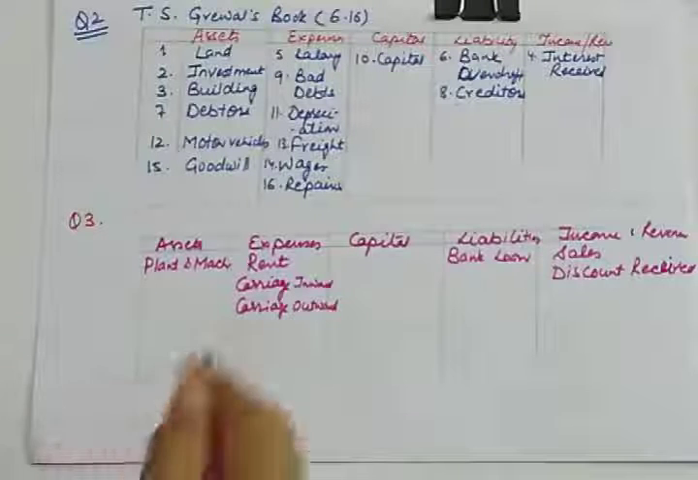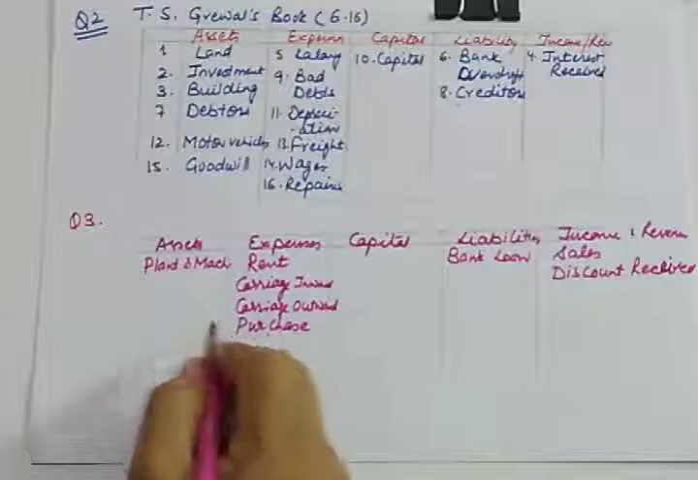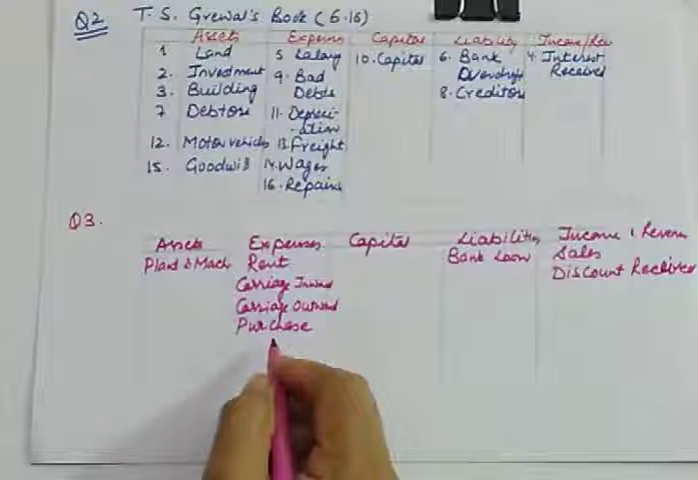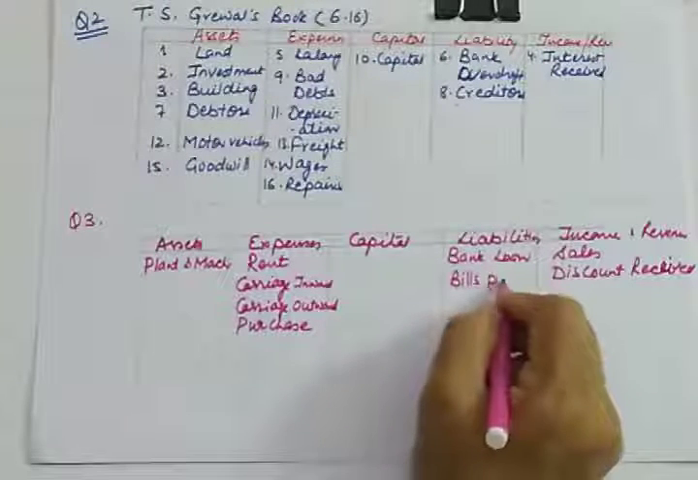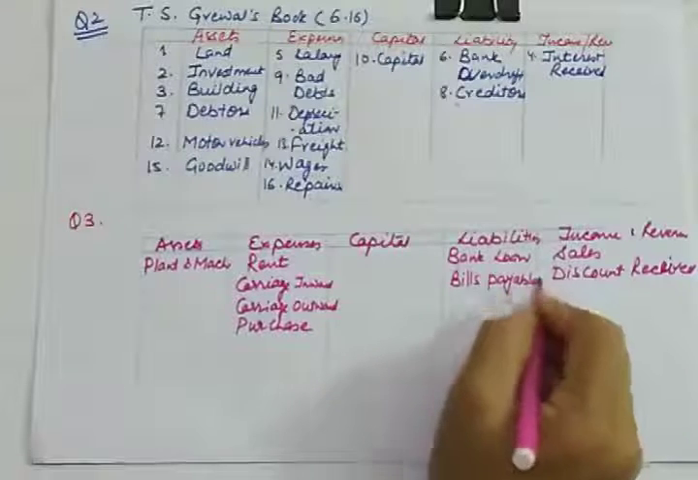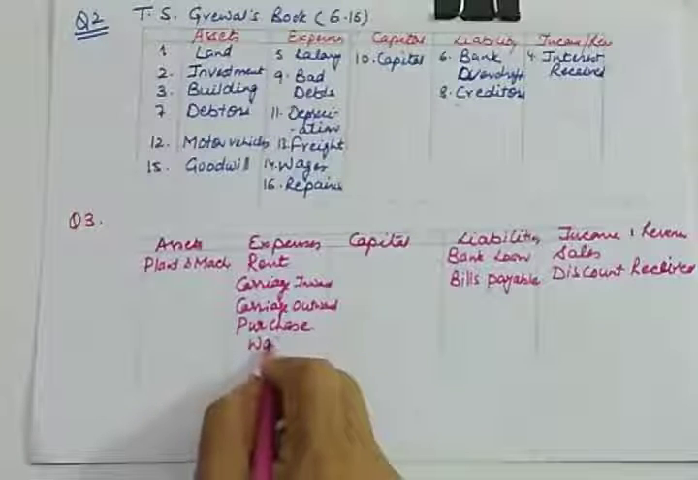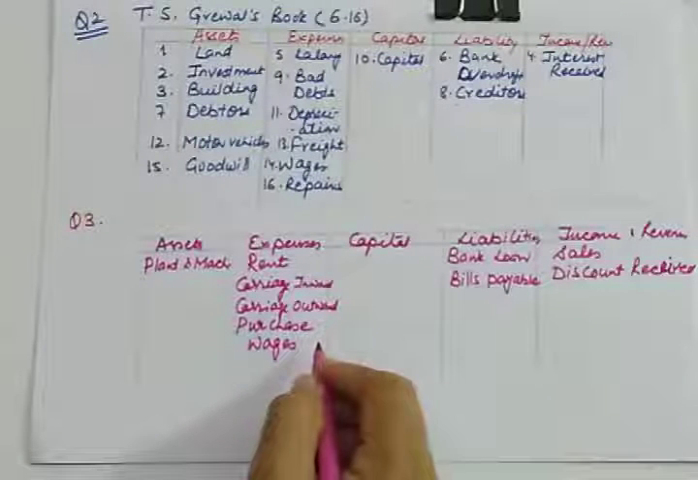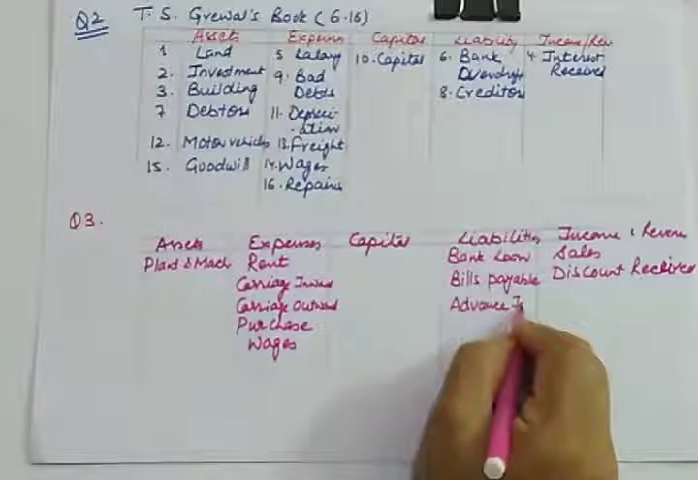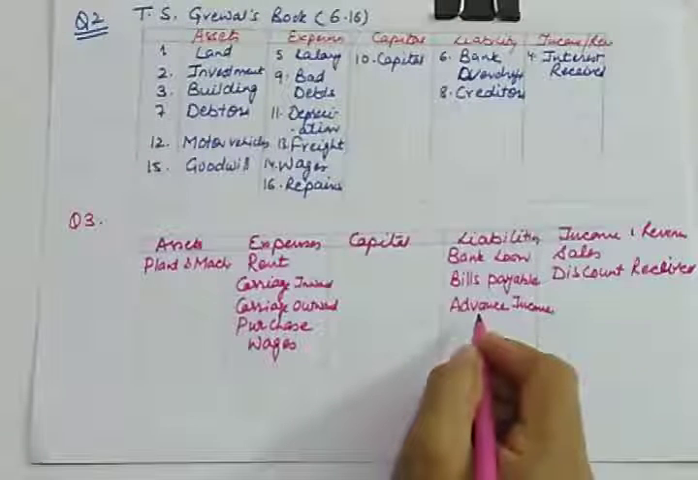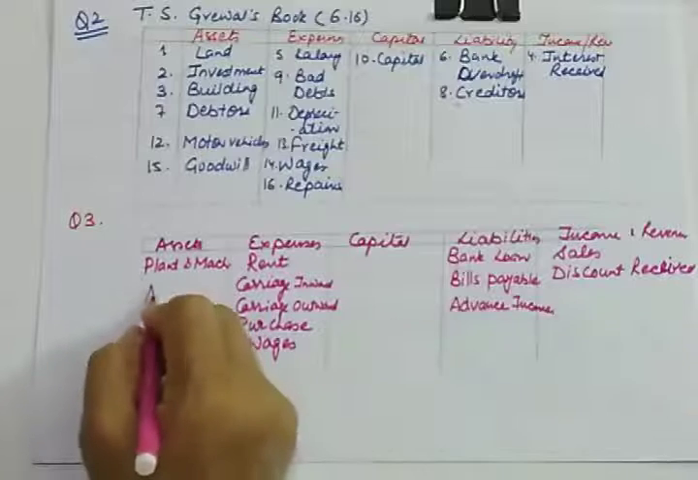Next one is purchases. Again we are treating purchase as an expense and not as an asset. Next, bills payable. This is also a liability. You are bound to make the payment on time. Now next is wages. Wages is again your expense. Then advance income. Advance income is your liability.